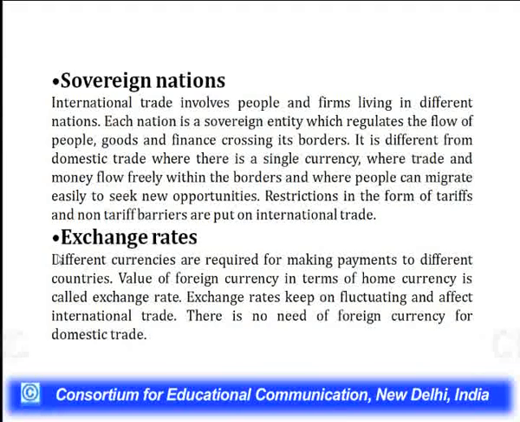Another difference is regarding exchange rates. Different currencies are required for making payments to different countries. Value of foreign currency in terms of home currency is called exchange rate. Exchange rates keep on fluctuating and affect international trade. There is no need of foreign currency in domestic trade.